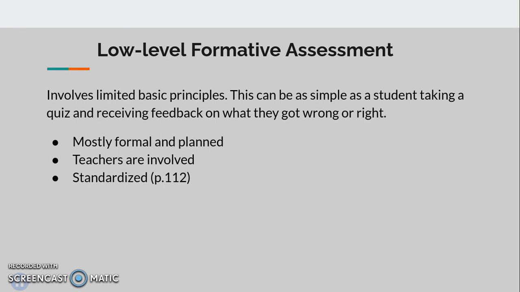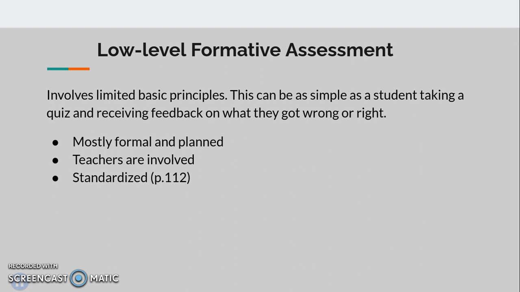Low-level formative assessment. This involves limited basic principles. This can be as simple as a student taking a quiz and receiving feedback on what they got wrong or right. This is mostly formal and planned. Teachers are involved and it is standardized. You can also find these bullet points in your book on page 112.